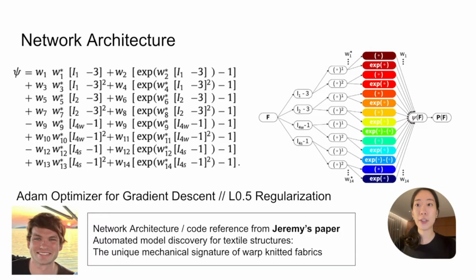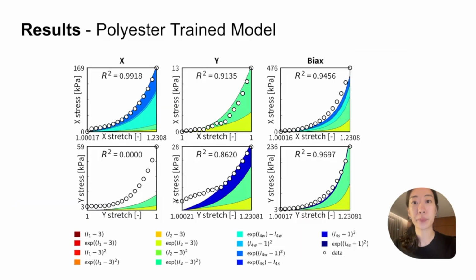Next, I'll talk about network architecture. We refer to Jeremy's paper here and use the code with some modification to discover models for our dataset. The left side shows the energy function of the network, and the right figure shows the 2-fiber constitutive neural network that was used in the code. The network learns the free energy function psi as the weighted sum of the final layer, from which it derives the stress P. We also use the Adam optimizer for gradient descent and use the L0.5 regularization.